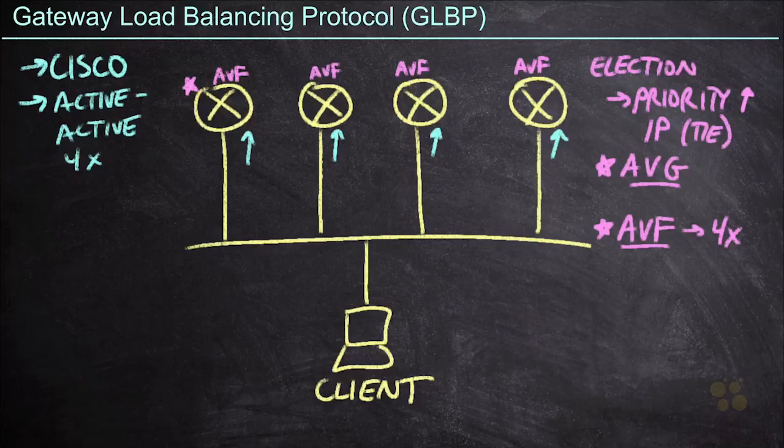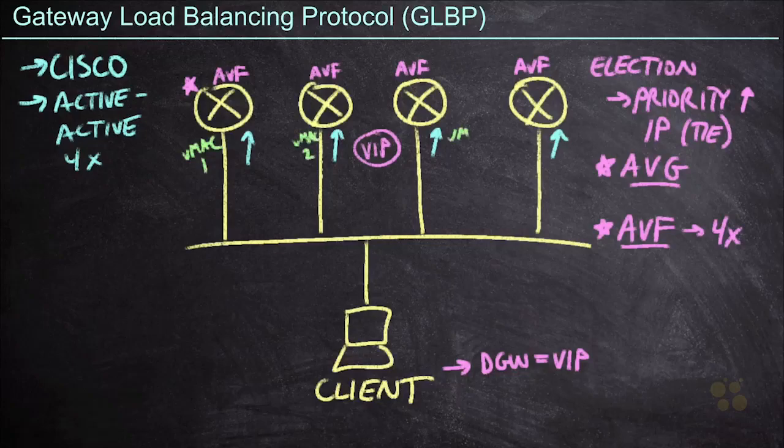Now, just like with the other FHRPs, we are going to have a virtual IP address that's configured as the default gateway. So this client down here has its default gateway configured to be that virtual IP. So how exactly do we go about load balancing this traffic? Well, the key here is that we are going to use different virtual MAC addresses per active virtual forwarder. So we'll have VMAC1 here on the left, we'll have VMAC2 here in the middle, and so on and so forth.